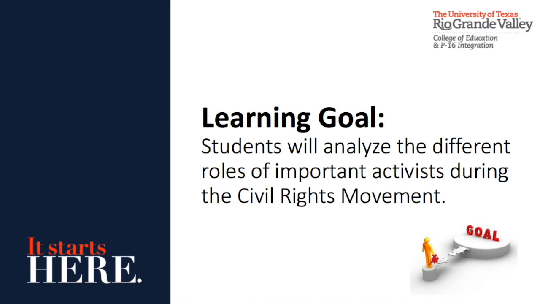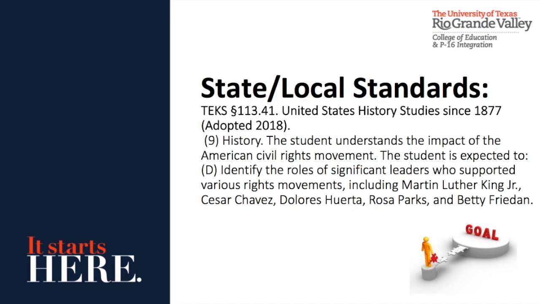However, importantly, this learning goal has been informed by the following state standard in order to ensure that important subject-specific content is covered. Here in particular, they use the TEKS 113.41 United States History Studies since 1877. And you will see there that students are both required to understand the impact of the American Civil Rights Movement, as well as identify the roles of significant leaders who supported various rights movements during this time.